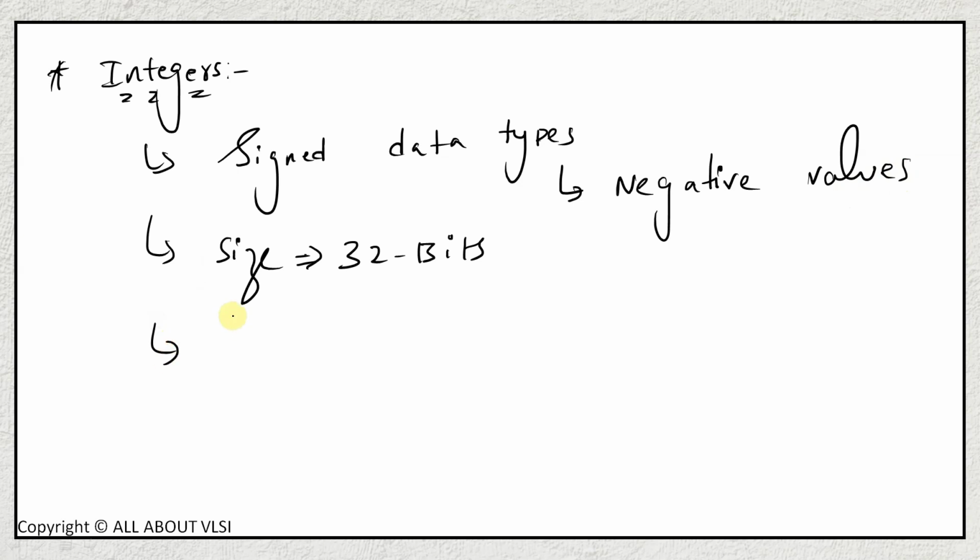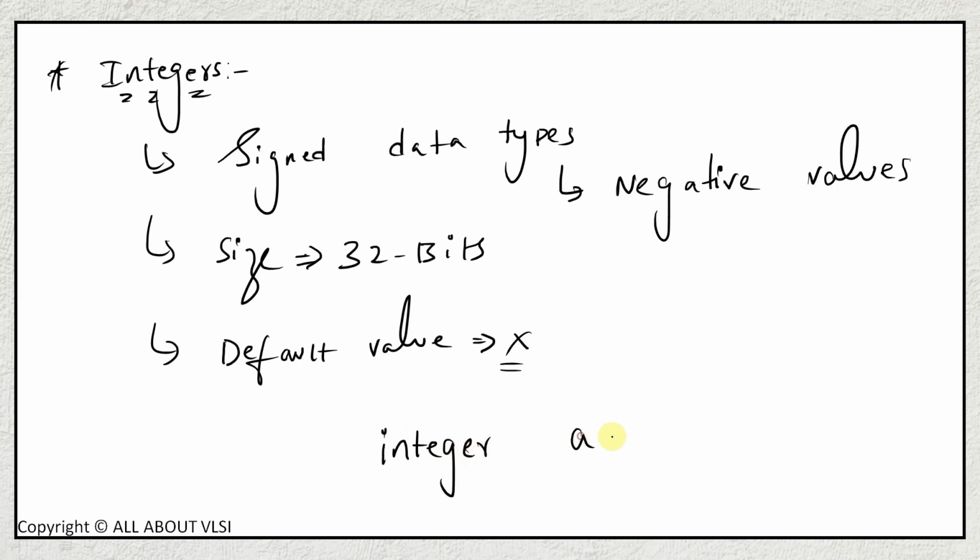And the default value of integer is X, don't care. So the keyword which we use for declaring any variable of integer data type is small letters integer, and your variable a. So this variable a is of type integer and it can store negative values, and the size of this particular integer is 32 bits and it is a signed data type. That is, it can store negative values as well as positive values.